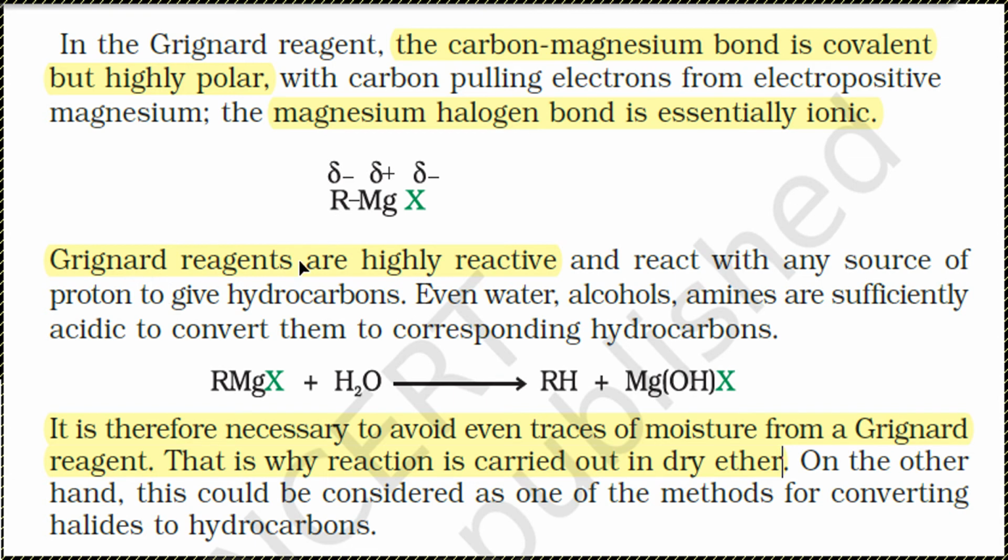Now Grignard reagents are highly reactive and they react with any source of proton to give hydrocarbons. Even they react with water, alcohols, amines. It is therefore necessary to avoid even traces of moisture from a Grignard reagent. That is why the reaction is carried out in dry ether.